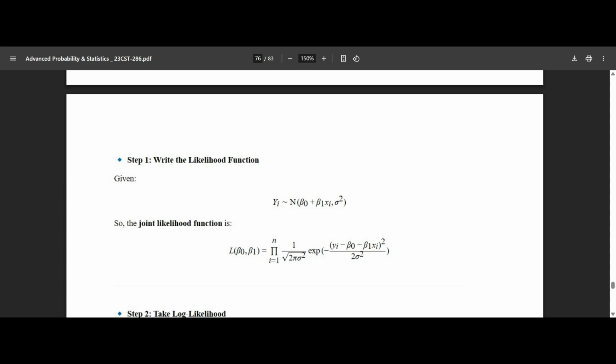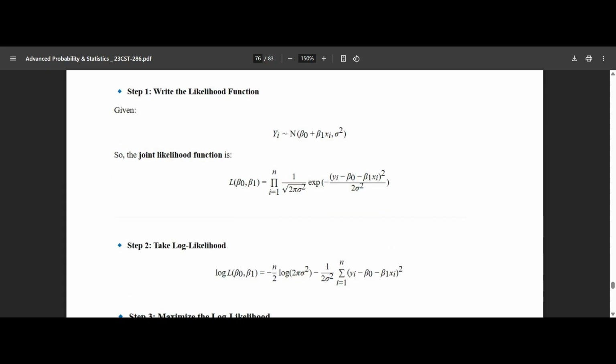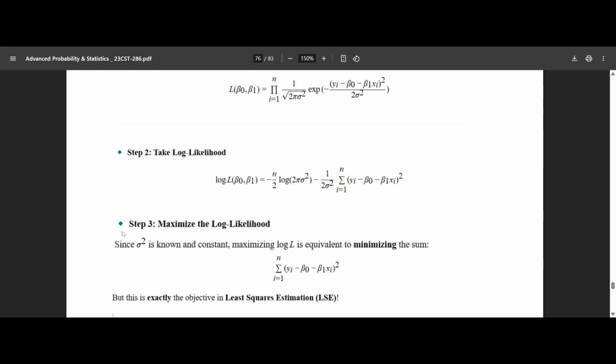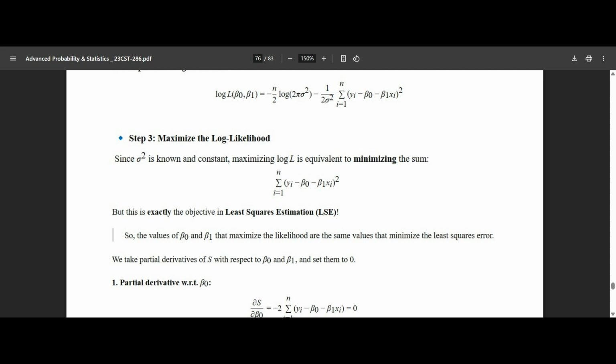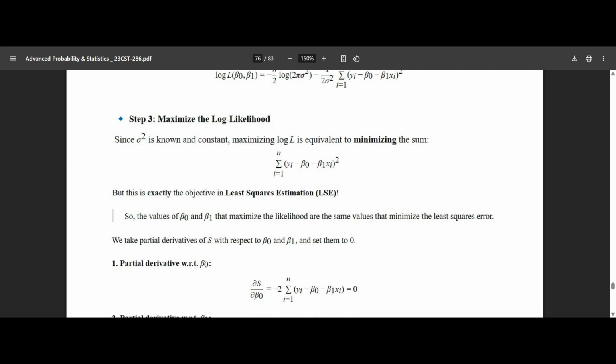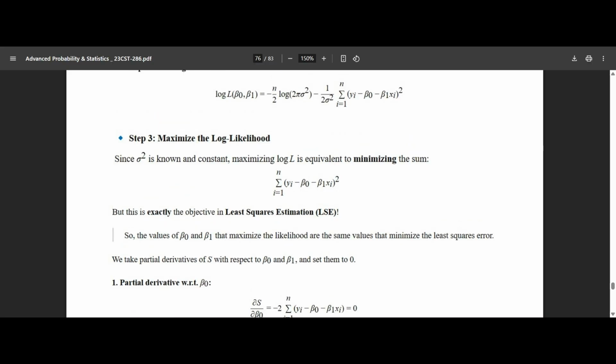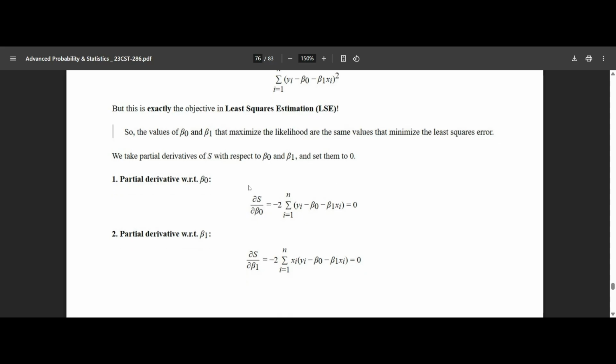So we write the likelihood function, the joint likelihood function. Okay. We take the log likelihood of this function and maximize it. Since sigma squared is known and constant, maximizing log L is equivalent to minimizing the sum. But this is exactly the objective in LSE. We take the partial derivatives of S with respect to b0 and b1, because we partially differentiate with respect to b0 and b1 and then equate them both to 0.